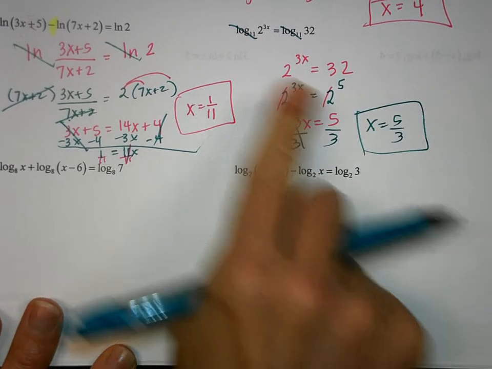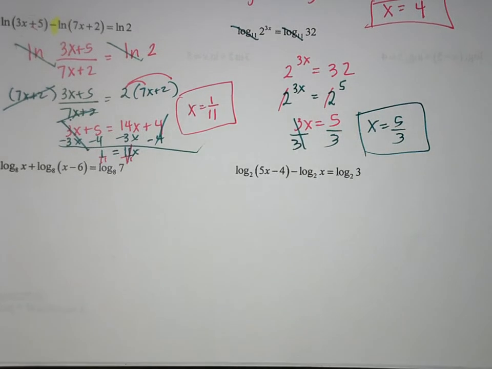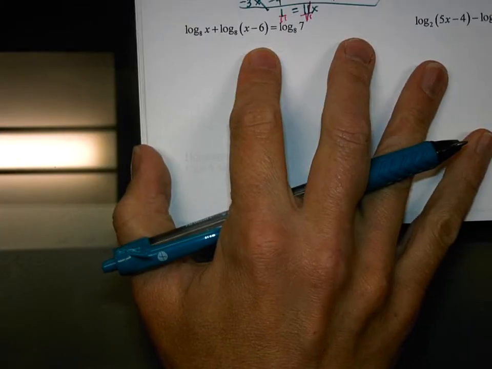And again, just make sure it's not going to make any negative numbers. If I plug that back in, it will not make a negative. And actually, we can have a negative exponent. So, okay. So far, so good? Okay. Two problems left we're going to go through.